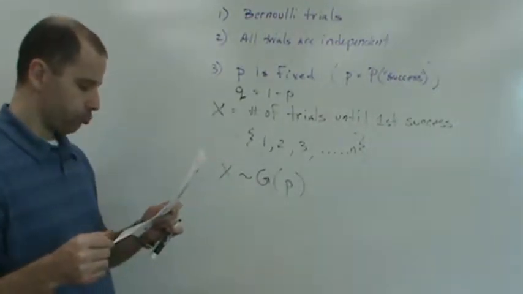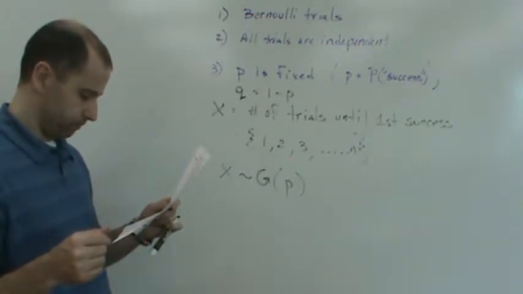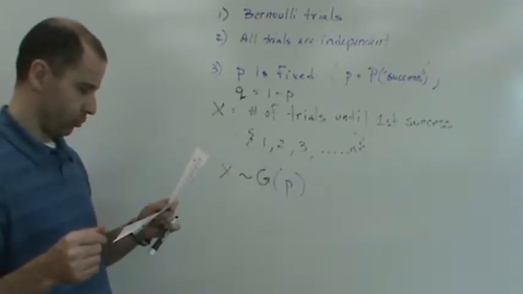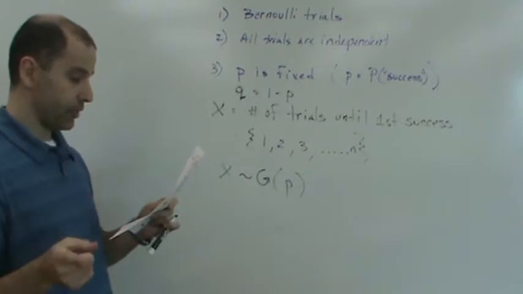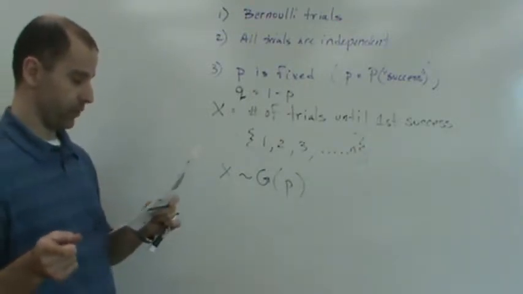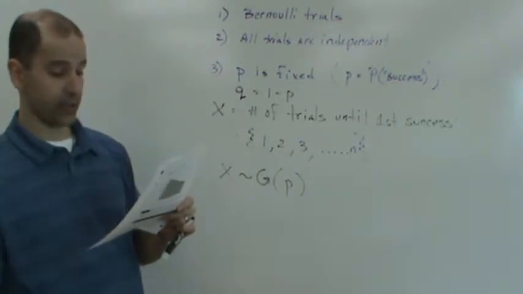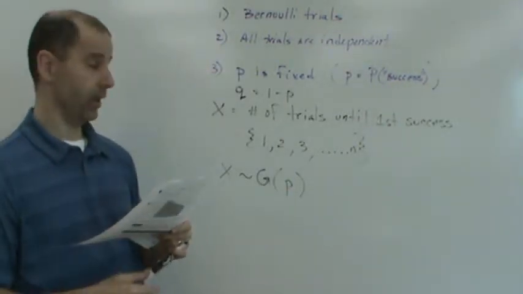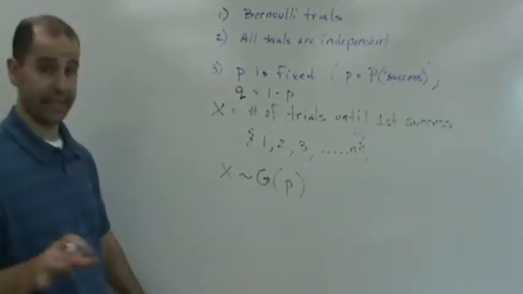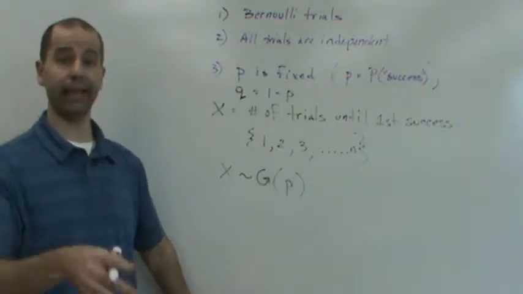It might take you 6 times until you hit the bullseye. You can think of the trials as failure, failure, failure, failure, success, and then stop, right? So if I hit the bullseye, I stop. It's over. I'm going until I hit the bullseye.